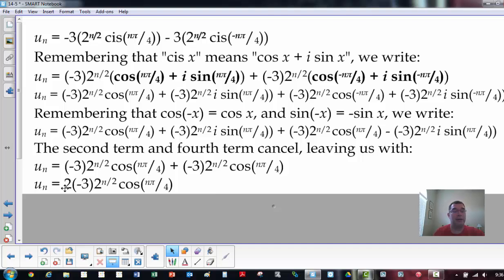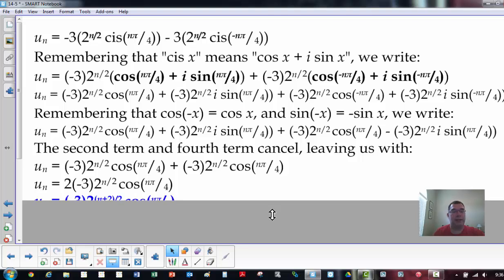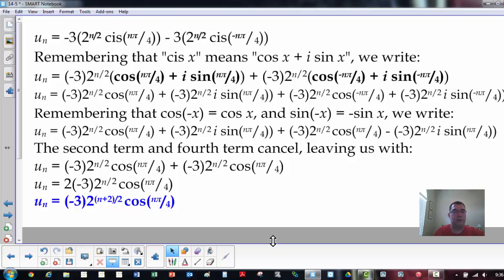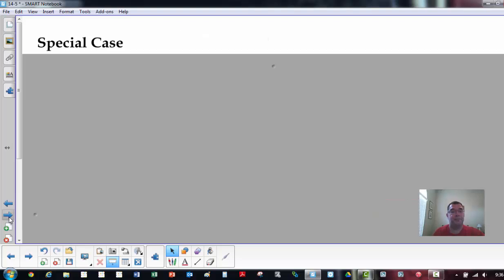But that 2 sitting out front is being multiplied by these n over 2 2's that are sitting just a couple steps away. So everything's being multiplied together. So I actually have 2 to the 1 times 2 to the n over 2. And if I add those together, I get 2 to the (n plus 2) over 2. That gets multiplied by negative 3. That gets multiplied by the cosine of n pi over 4. So that's an example of using polar coordinates. And you have to remember a lot from last year in order to be able to do that.